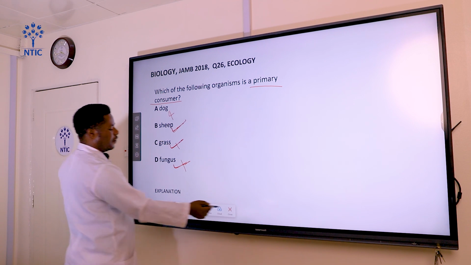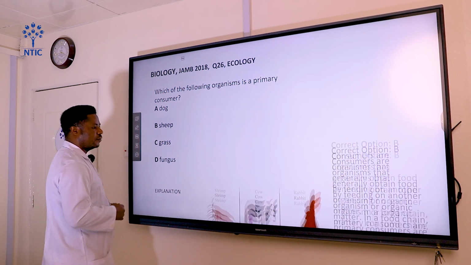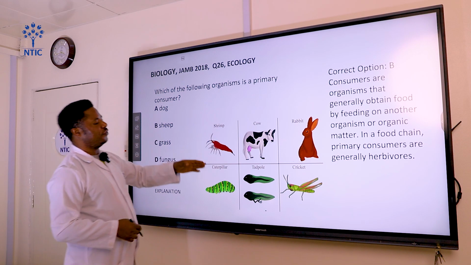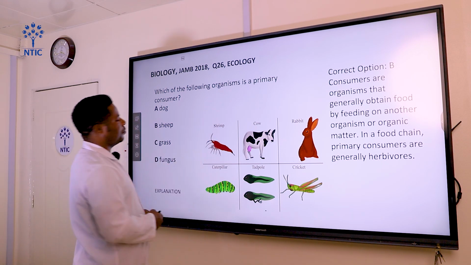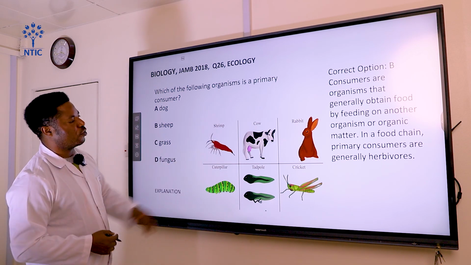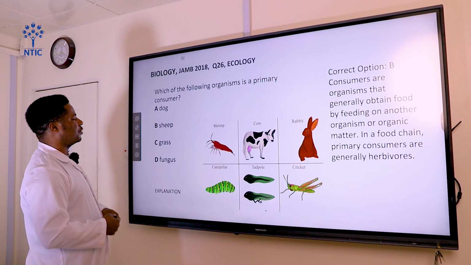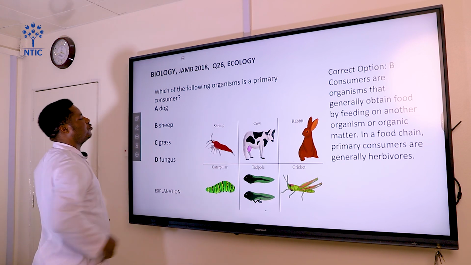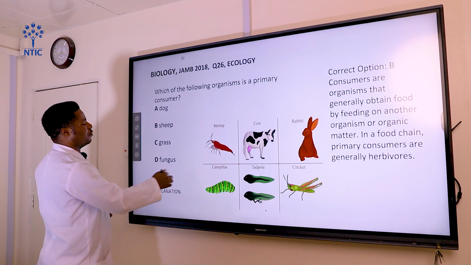Now let's see examples of this. Can you see? All these are examples of primary consumers because they feed on plants. So our correct option is B. Let's go to the next question.